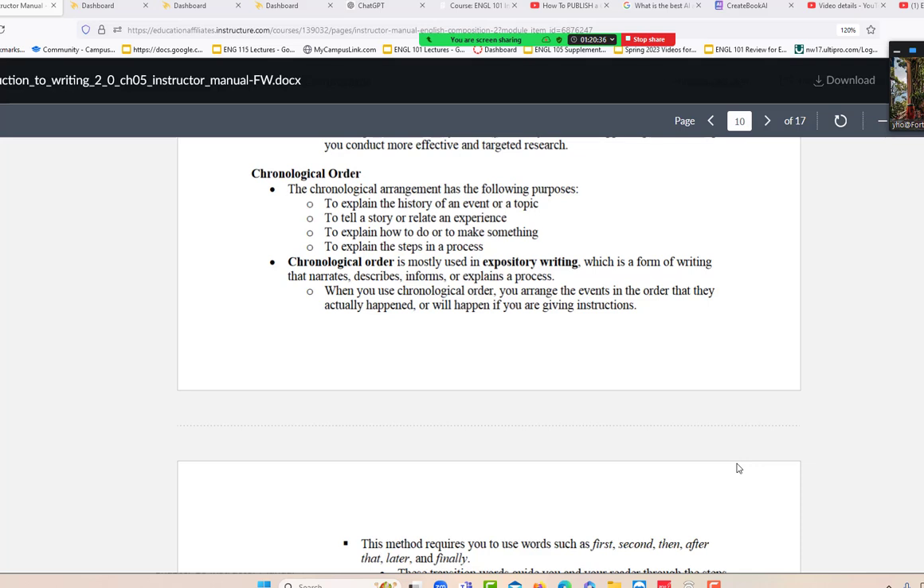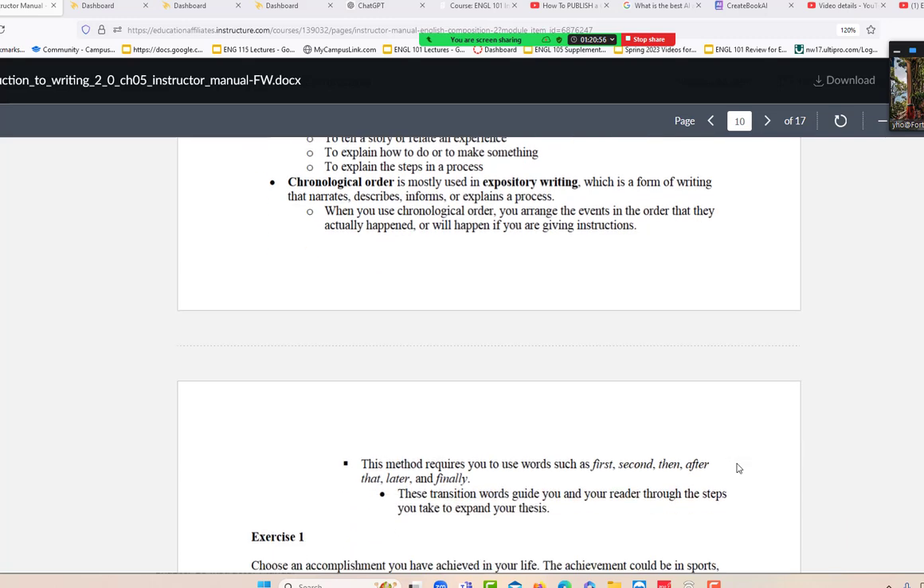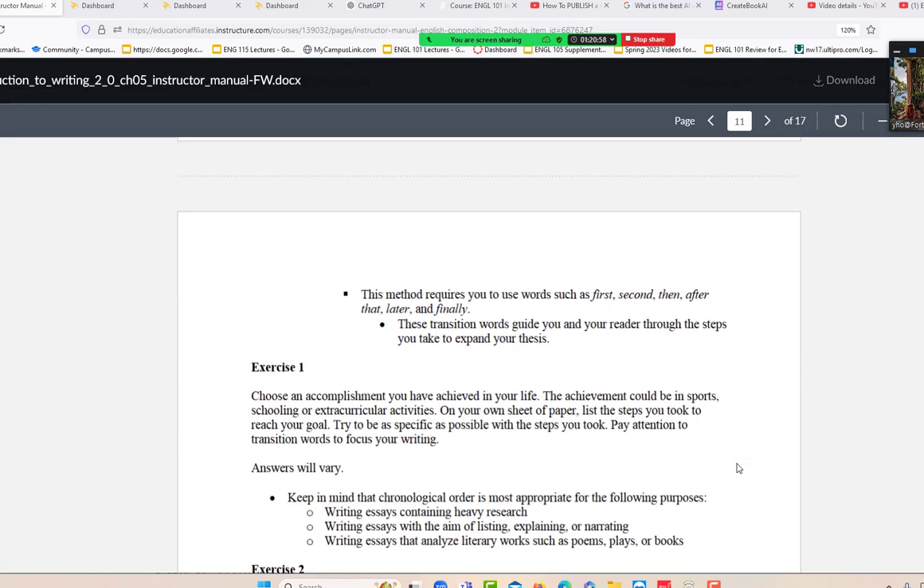And as I mentioned in previous lectures, chronological order explains the history of an event, tells a story, explains how to do or make something, and explains the steps in a process. Chronological order is mostly used in expository writing. When you use chronological order, you arrange the events in the order that they actually happened.